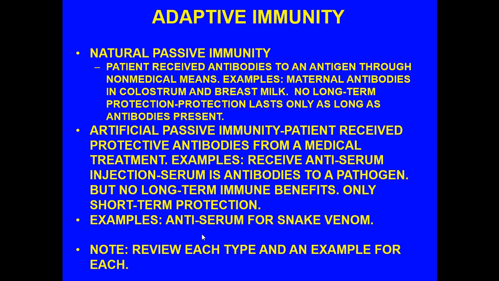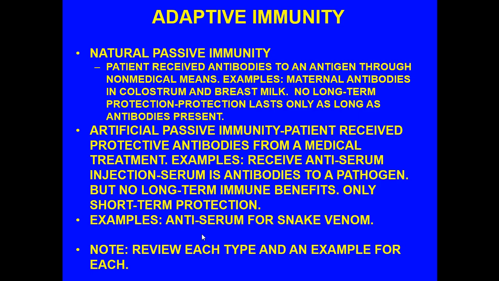The artificial passive immunity. The patient receives protective antibodies from a medical treatment. One of the things that you hear going around right now with COVID-19 is taking people who survived the initial illness. They have antibodies in their blood, and some of them are actually volunteering now so that some of their plasma is extracted from blood. So they donate some blood.